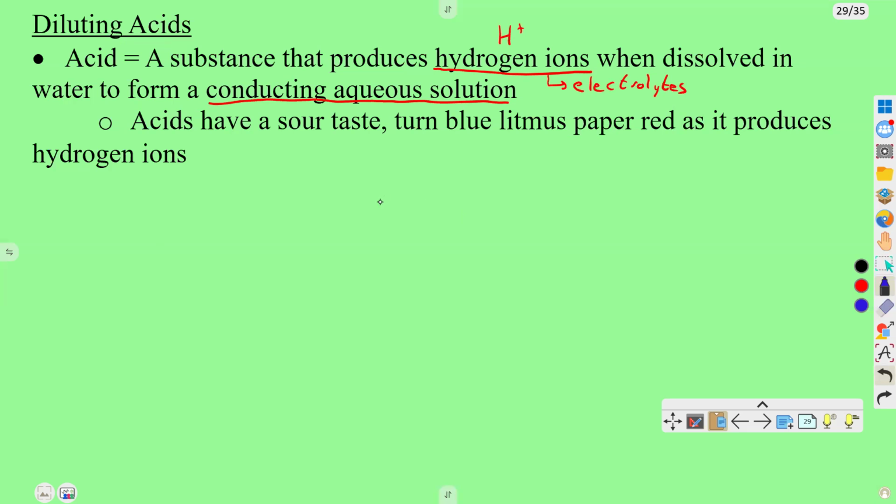Some qualitative features we need to know about acids: they have a sour taste, they turn blue litmus red, and they produce hydrogen ions. If you eat any food that has a sour taste to it, it's because there is an acid in the food. Doesn't make it dangerous for you, it's just telling you what it is. Okay.